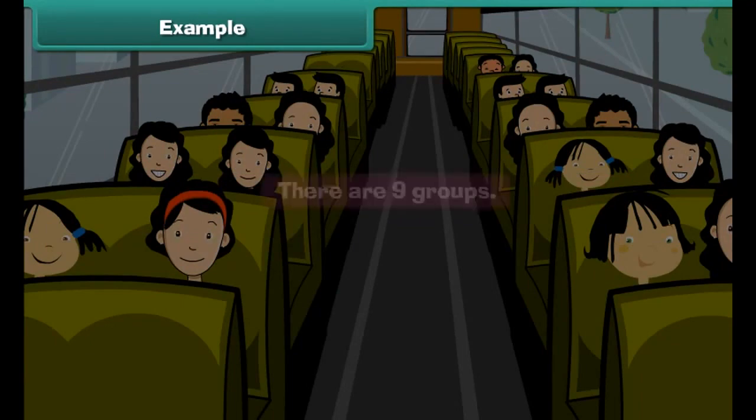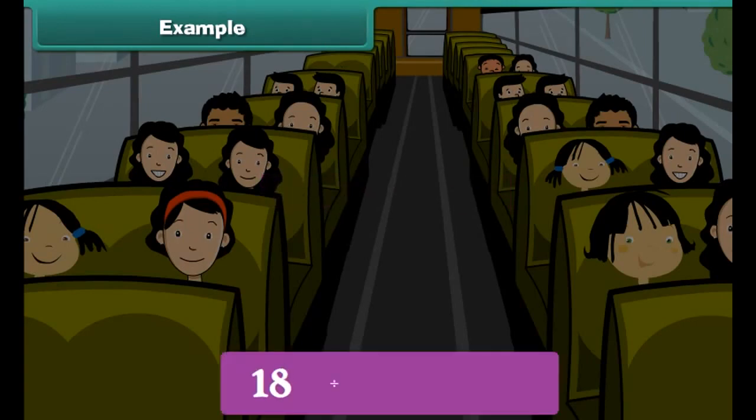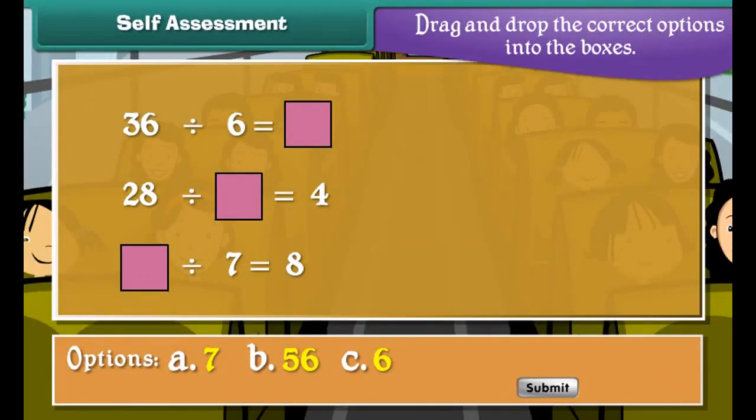Example. 18 girls have to be seated in a bus. 2 girls can sit in a single seat. How many seats must be there in the bus? Divide the girls into groups of 2. There are 9 groups. So, there must be 9 seats in the bus. We can write the above problem as 18 divided by 2 is equal to 9. Self-assessment. It is time to recall division facts. Drag and drop the correct options into the boxes.